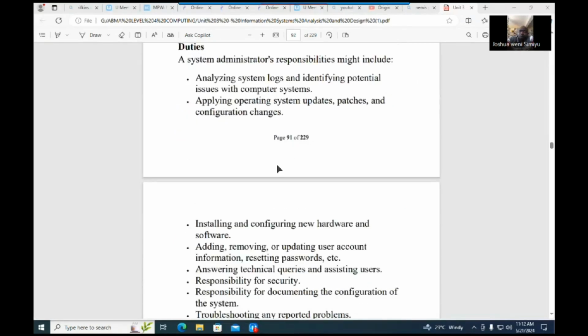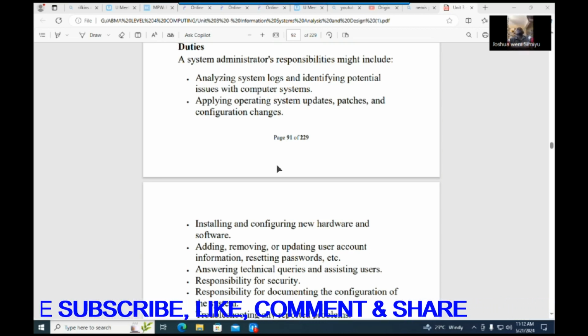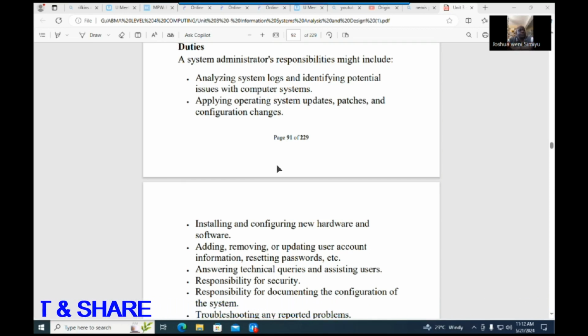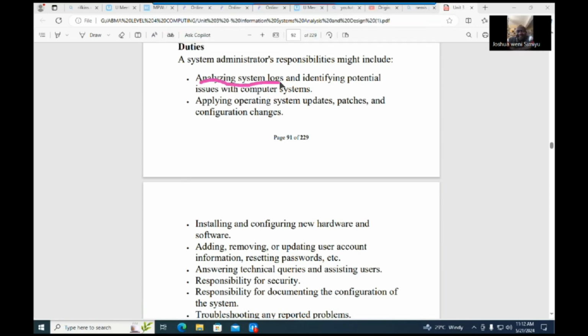Now, let's go to the duties of a system administrator. The responsibilities of administrators might include the following, though they are not limited to that. One, he is responsible for analyzing the system logs and identifying any potential issues in that particular system.